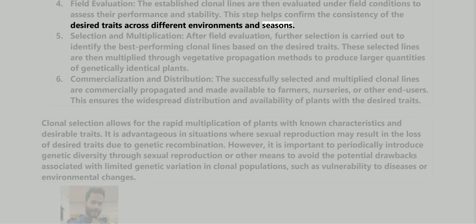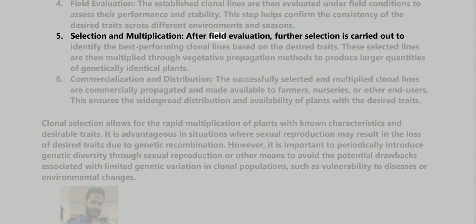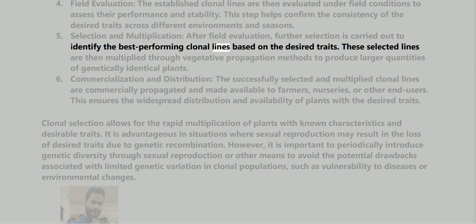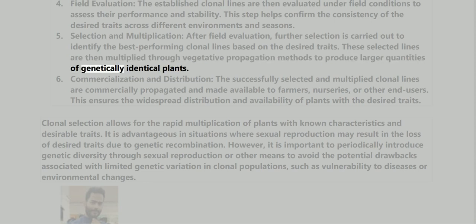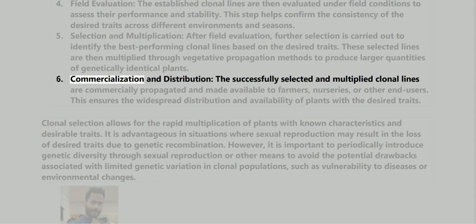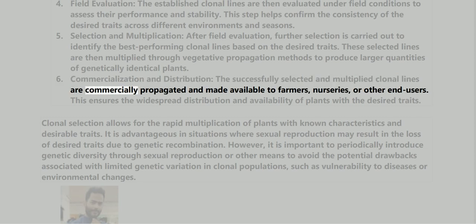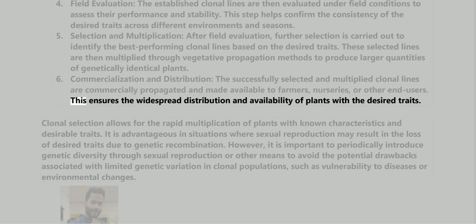5. Selection and multiplication. After field evaluation, further selection is carried out to identify the best performing clonal lines based on the desired traits. These selected lines are then multiplied through vegetative propagation methods to produce larger quantities of genetically identical plants. 6. Commercialization and distribution. The successfully selected and multiplied clonal lines are commercially propagated and made available to farmers, nurseries, or other end users. This ensures the widespread distribution and availability of plants with the desired traits.